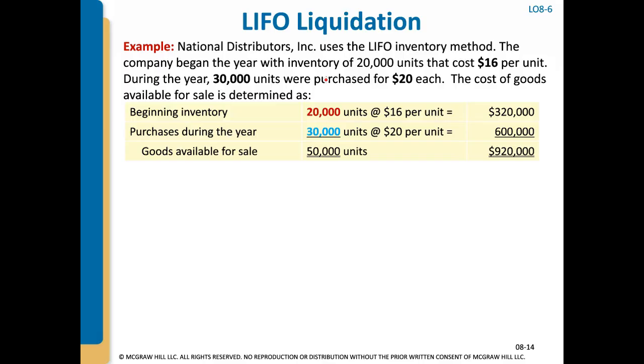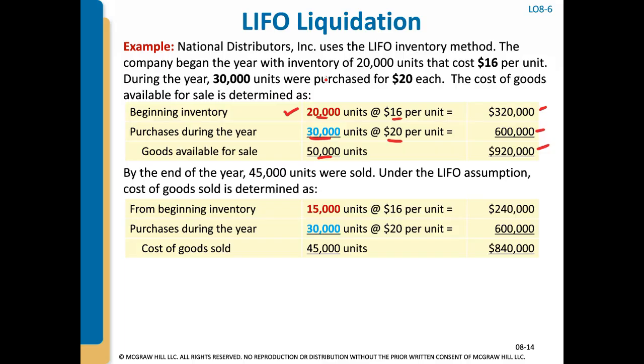National Distributors Inc. uses the LIFO inventory method. The company began the year with 20,000 units at a cost of $16. So here, the beginning inventory was 20,000 units at $16 for $320,000. And then they purchased 30,000 units during the year at $20. So that gave them $600,000. And so their goods available for sale is $920,000, and they have 50,000 units in their inventory.